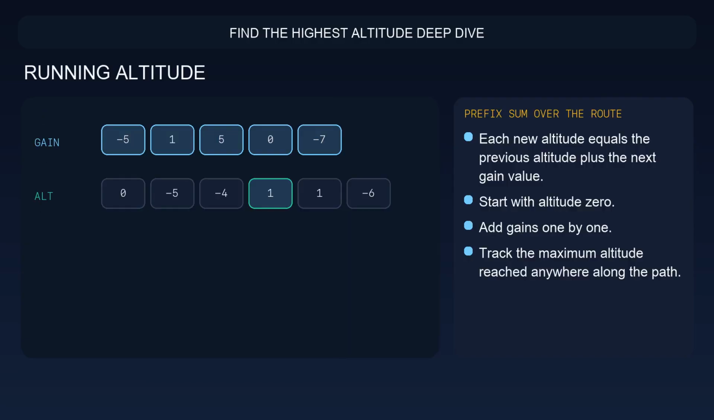This is exactly what prefix sums are for. We do not care only about the final altitude. We care about the highest prefix total seen during the whole route. Each new altitude equals the previous altitude plus the next gain value. So in practice, start with altitude 0, add gains 1 by 1, and track the maximum altitude reached anywhere along the path.